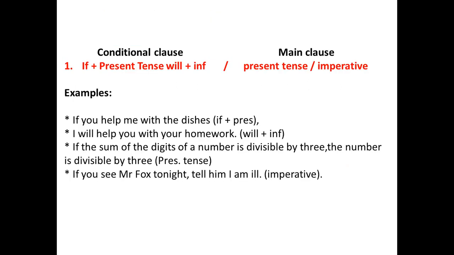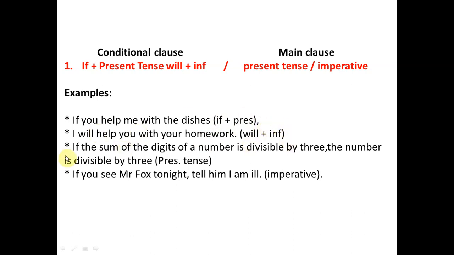Okay. So now let's look at the form of the first conditional of "if". We start with the conditional clause, which is "if" plus present tense, and then the main clause, which is "will" plus infinitive, or present tense or imperative. So let's see some examples. If you help me with the dishes, I will help you with your homework. So here we started with "if" plus present, and then "will" plus infinitive.